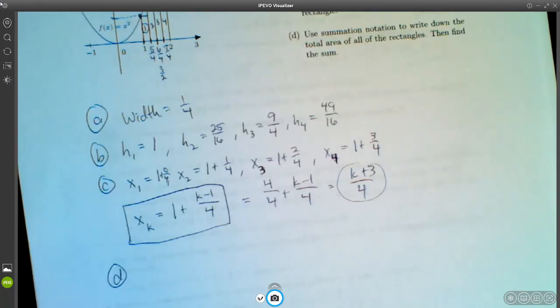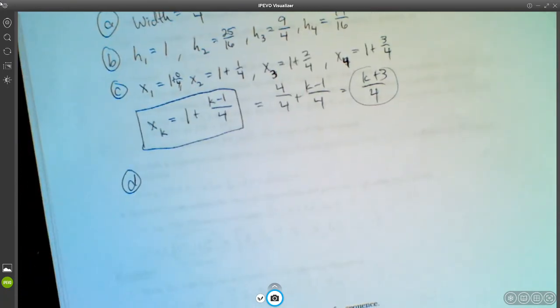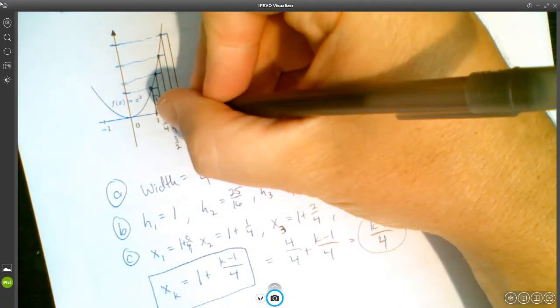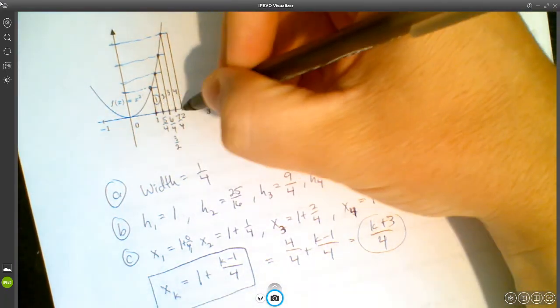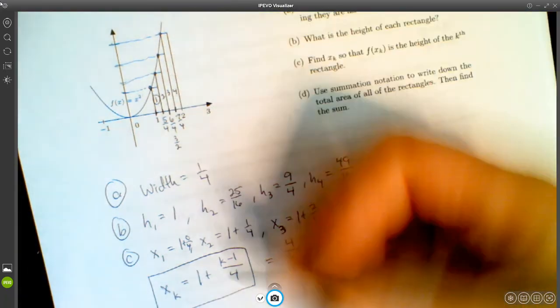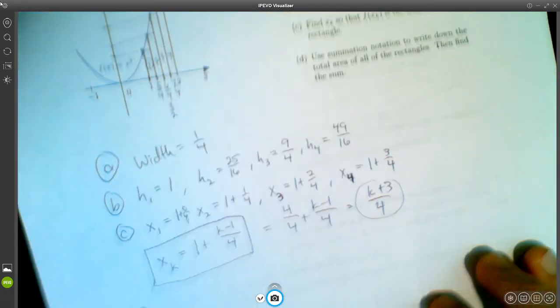Part D says, use summation notation to write down the total area of all the rectangles, then find the sum. So the area of the rectangles is going to be the width times the height. The width of all the rectangles is 1/4, right? And then the height of the rectangle is f of x sub k. And we just figured out what x sub k is.